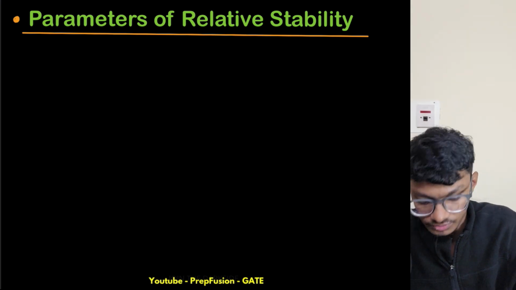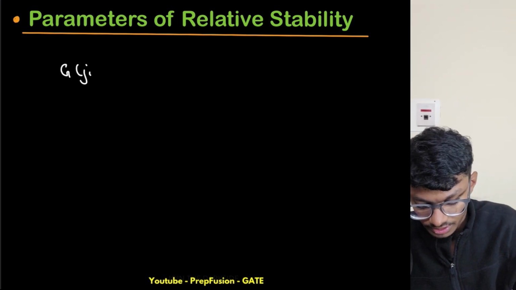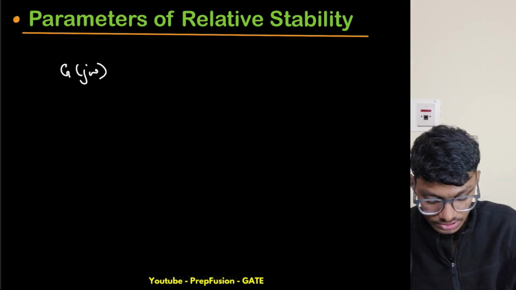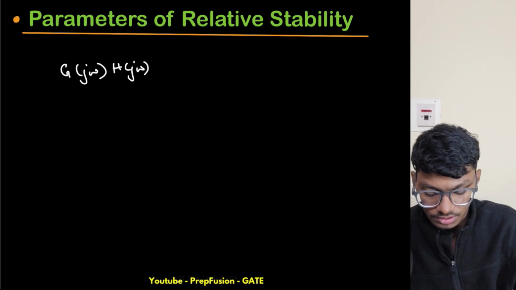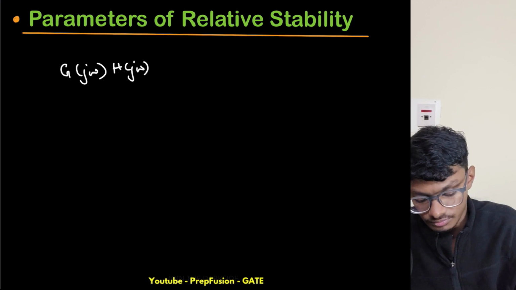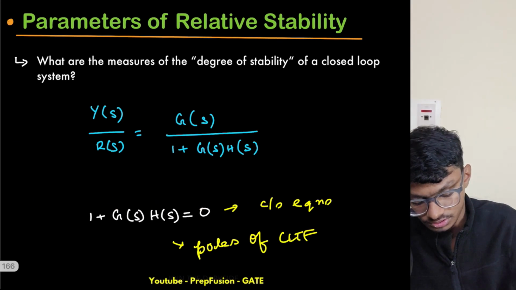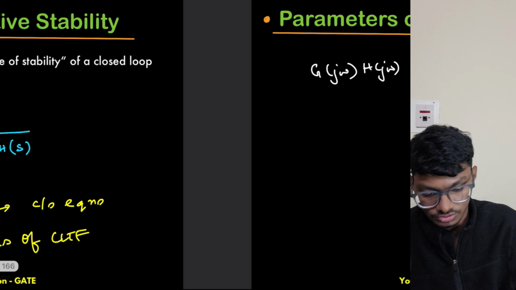OLTF I have to replace with G of j omega itself, or you can replace it in the transfer function itself, H of j omega, which equals -1. So I'm taking this plus 1 to the right hand side, so this becomes -1.